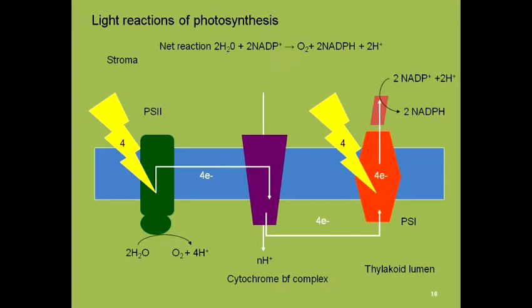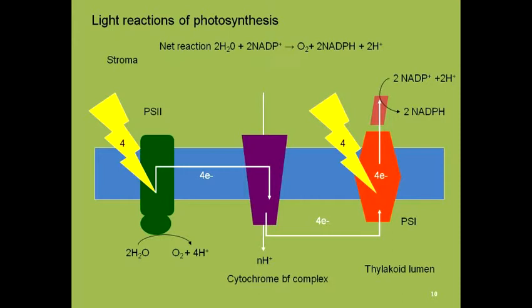This gradient can be used to provide energy for the synthesis of ATP using the same mechanism as in mitochondria. This is an ancient process that evolved long before the last common ancestor of animals and plants. When the electrons exit the cytochrome complex, they have lost a lot of their energy, so they need another boost.